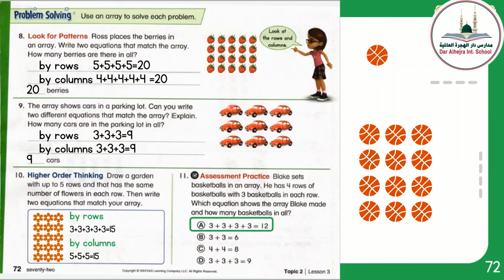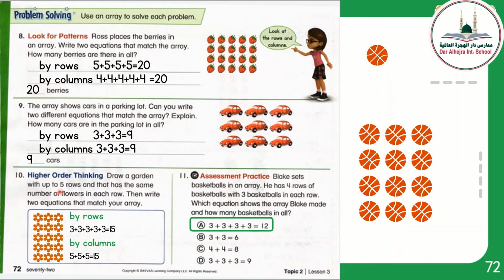We can see in each row there are 3, so we can write 3 plus 3 plus 3 equals 9. And in each column there are 3 cars. Again we can write by column, 3 plus 3 plus 3 equals 9. So in all there are 9 cars. This is how we can find the total number, by adding them by the rows or adding them by the columns.